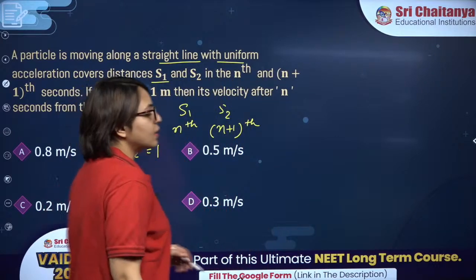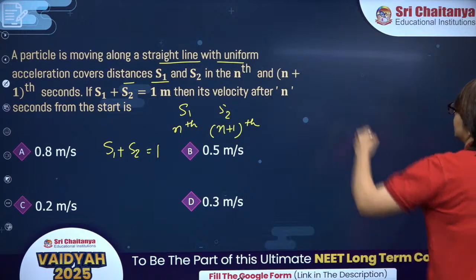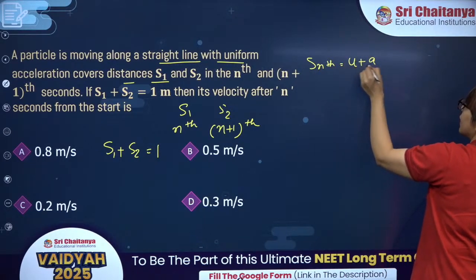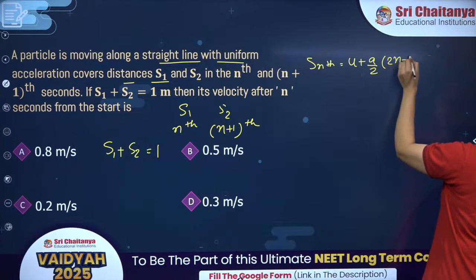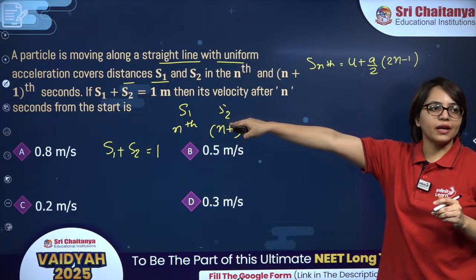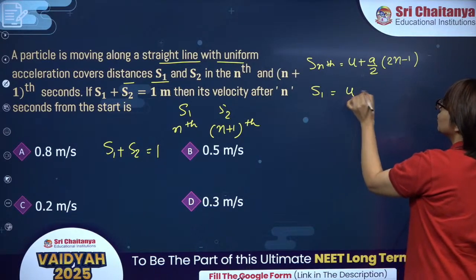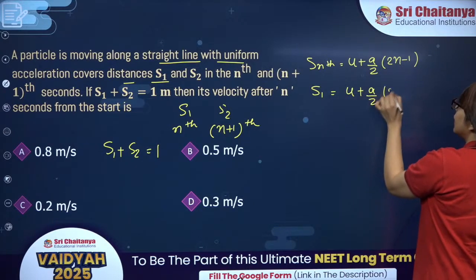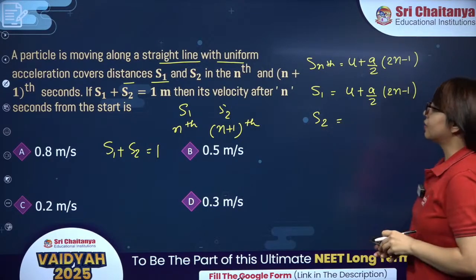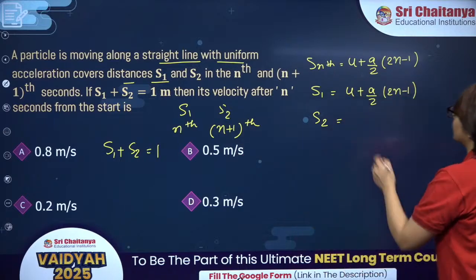Try this one everyone. Apply the concept of Snth. Snth is nothing but u plus a by 2 into 2n minus 1. Right. So S1 is nothing but the distance covered in nth second over here. So it is S1, which is u plus a by 2 into 2n minus 1, and S2 is nothing but the distance covered in n plus 1th second. Okay, it is n plus 1th second.